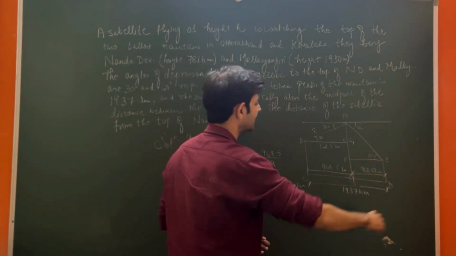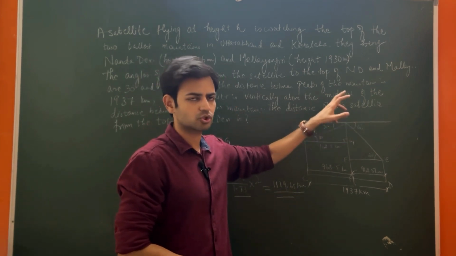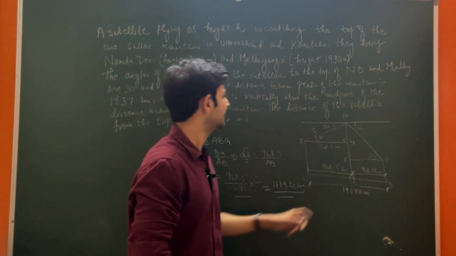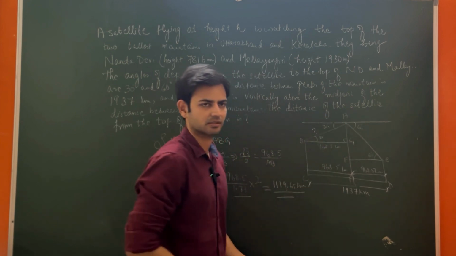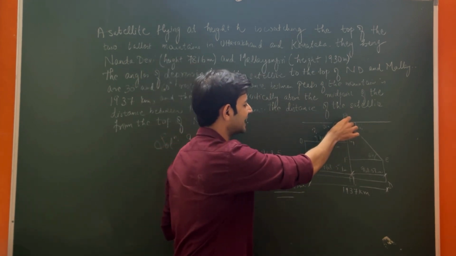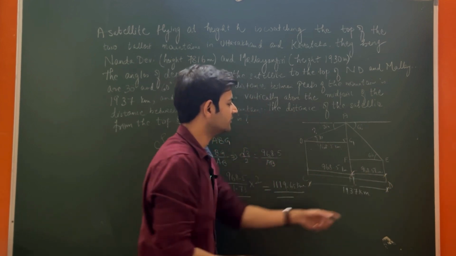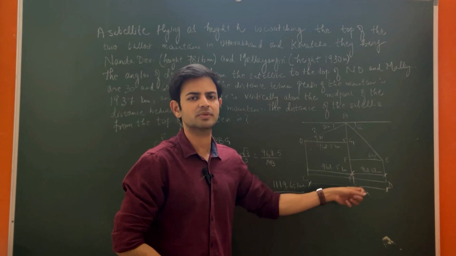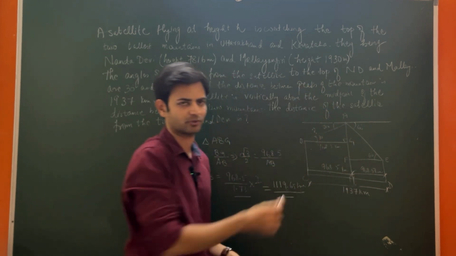So here's the diagram where A is the satellite. Now it is watching the two peaks, one in Uttarakhand and one in Karnataka. Now this one is at a greater height and this one is at the lower height here. Now this A, the satellite, is exactly in the middle of these two peaks. So if the distance between the peaks was 1937 kilometers, we divide it by 2. So this is 968.5 and 968.5.